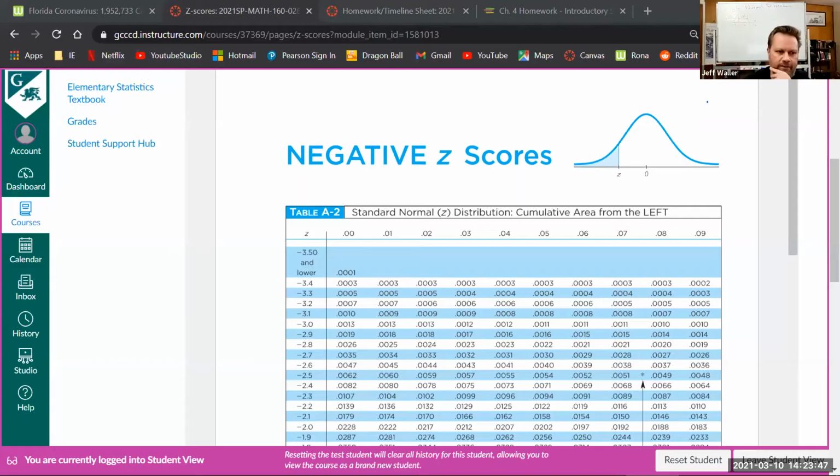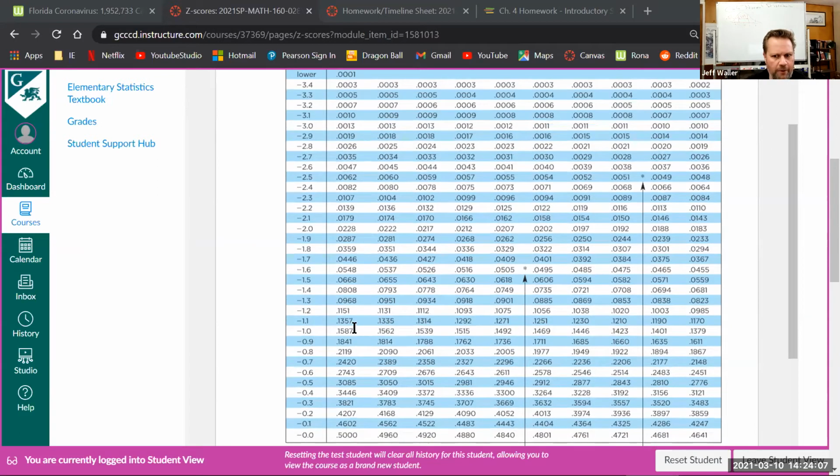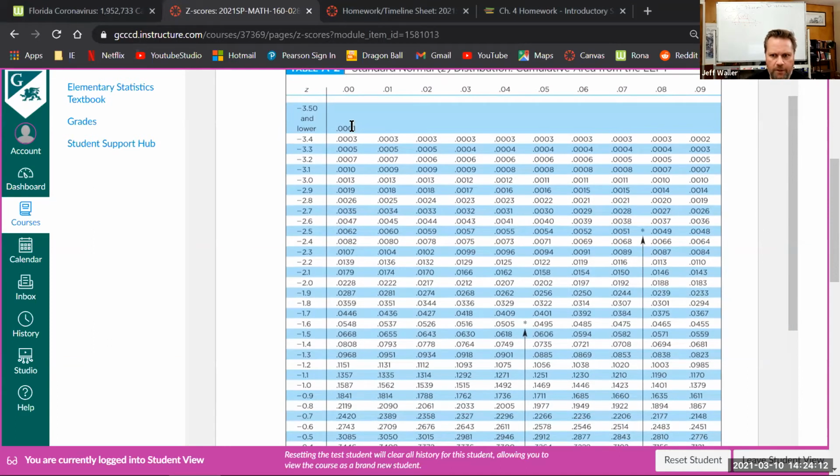So let's see how to read this. Stay with me now. If I want to look up -1.00, here's how this works. This is the first decimal place, and then you read over to get the second decimal place. So I want -1.00. -1.00 is right here. That's almost 16%. So the empirical rule just kind of rounds them to whole numbers.